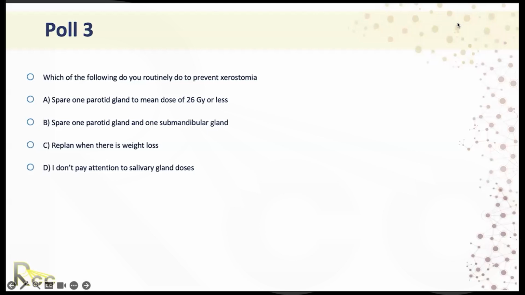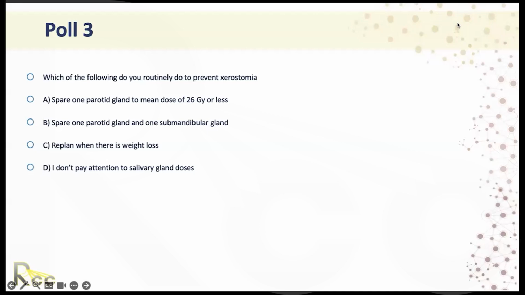Yeah, so now I'm going to tell you my answer. I do all of these depending on the patient. So let's go one by one. Obviously, I think the vast majority of you try to spare one parotid gland, and I think that's great. I think that's really important. About a fifth of you are trying to spare a parotid and a submandibular gland, and I think that's great.